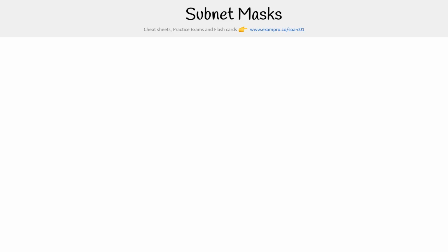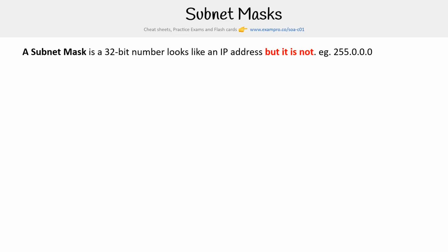Let's take a look at subnet masks. A subnet mask is a 32-bit number that looks like an IP address, but it's not. So it could be 255.0.0.0. When we were looking at classical addressing, I was talking about leading bits, and the way it determines where to split the net and the host ID is based on those leading bits.